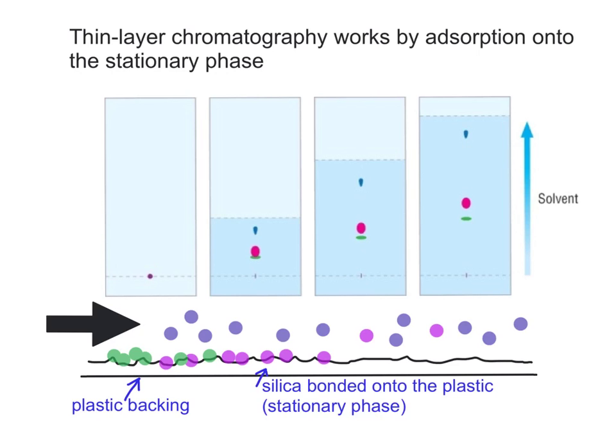TLC plates. You can see clearly that the blue component doesn't really adsorb onto the stationary phase. It moves along, and by contrast the pink component does attach or adsorb onto the stationary phase. The green component adsorbs onto the stationary phase even more. So therefore the green component moves the least amount up the TLC plate.